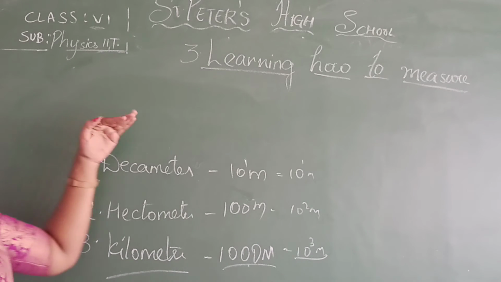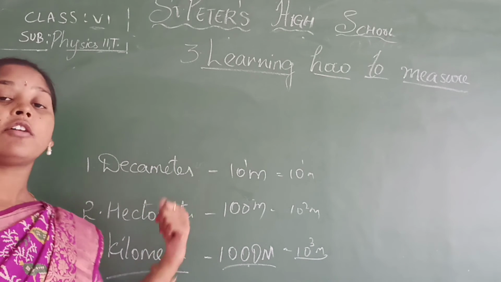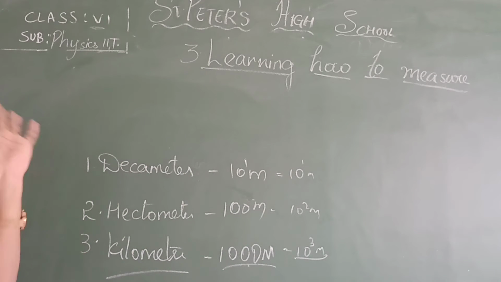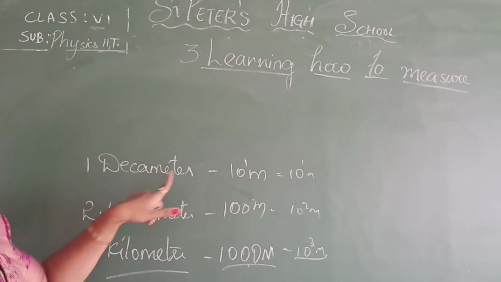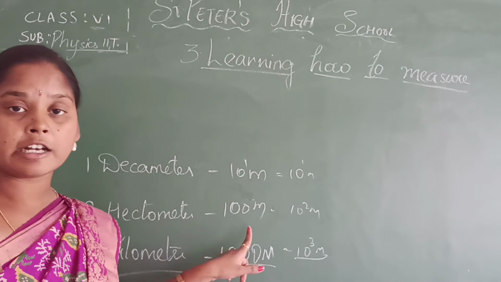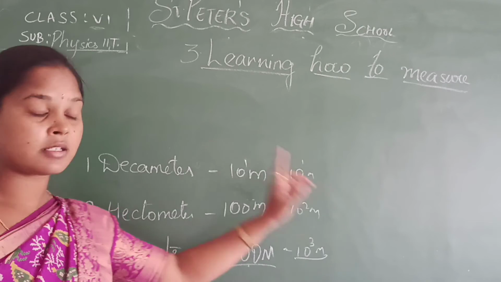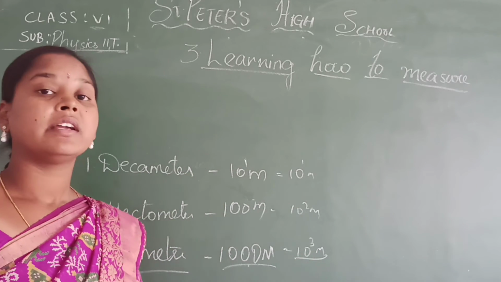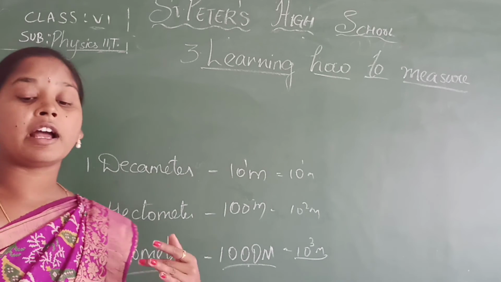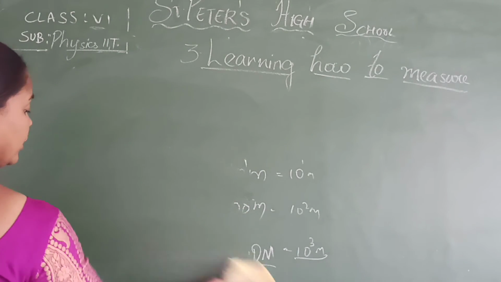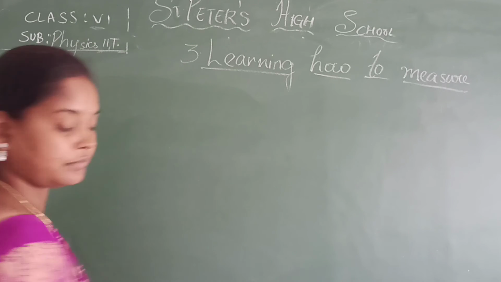These are some multiples of the meter. Okay, 1 meter is equal to 100 centimeters, that is different. So here decameter means 10 meters. Hectometer means 100 meters, that is 10 to the power of 2 meters. And kilometer means 1000 meters, that is 10 to the power of 3 meters. Along with that, we also have light years as well as astronomical units. We will see about that.